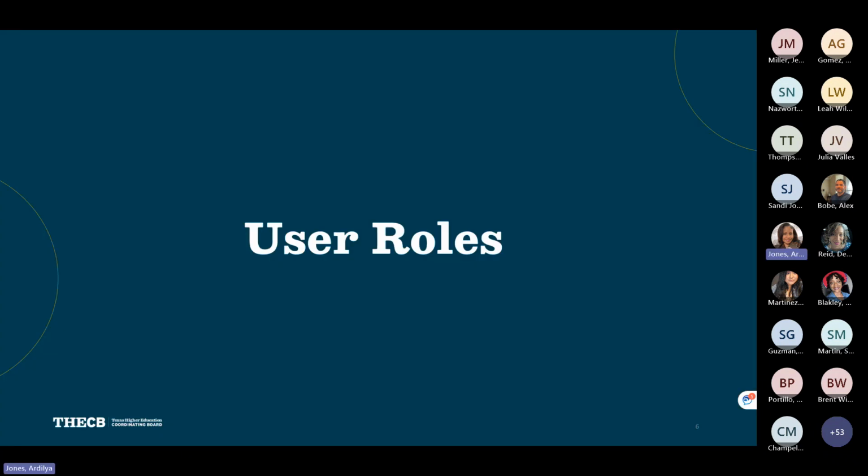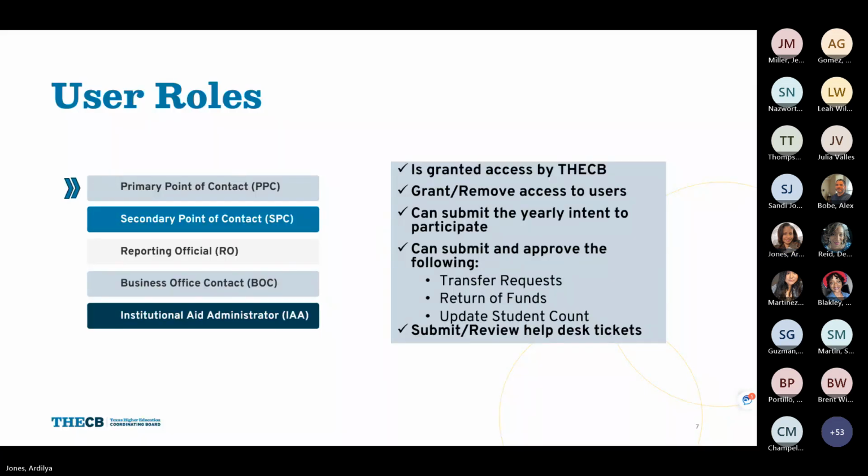First, we'll cover user roles. There are 5 different user roles within the GAAP portal. I will go over each of them and their accesses. The first role is a primary point of contact, which will be granted to financial aid directors by THECB. The PPC will be able to grant and remove access to users. They can submit the yearly intent to participate. They can submit and approve transfer requests, return of funds, update student count, and submit and review help desk tickets.